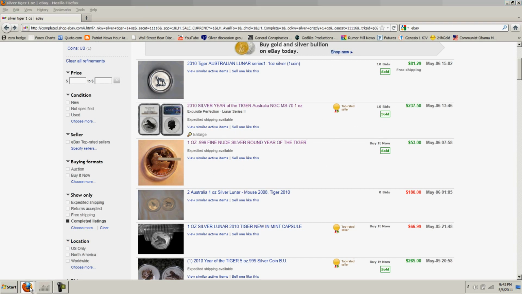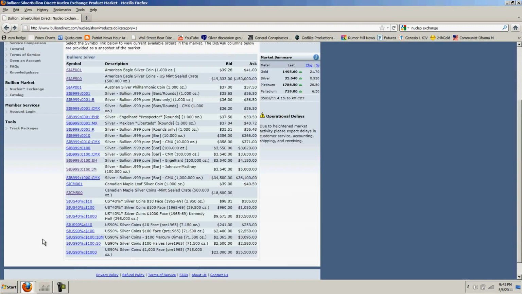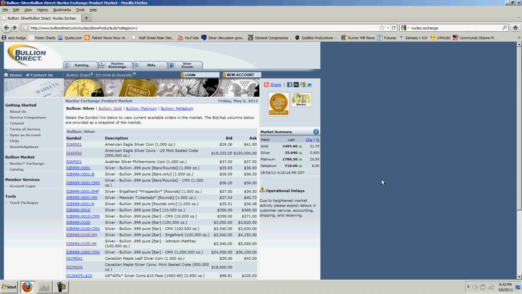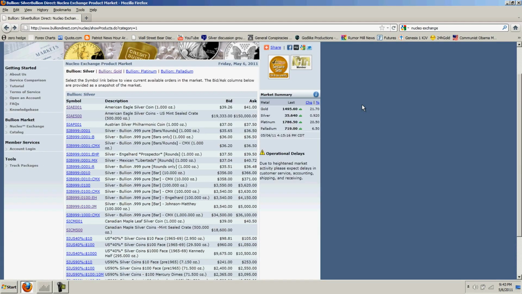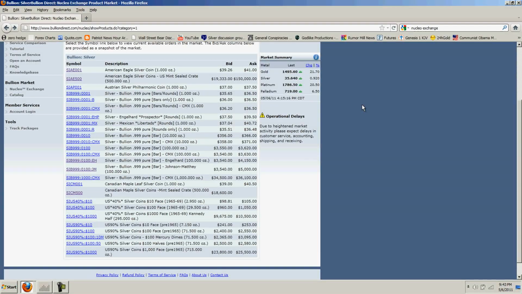I want to segue to another site here. I haven't really dealt with a lot, but I wanted to go to Bullion Direct's Nucleo Exchange. And that's a site where people can trade silver and gold back and forth based upon prices they set. Just some interesting observations here. First of all, you can see boxes of silver American Eagles. The bid is $19,333. The ask, $150,000. So no one's willing to part with a box of silver Eagles at the current paper manipulated prices.